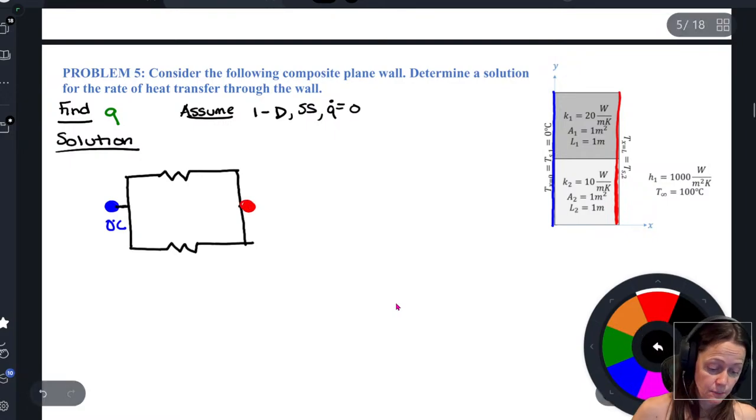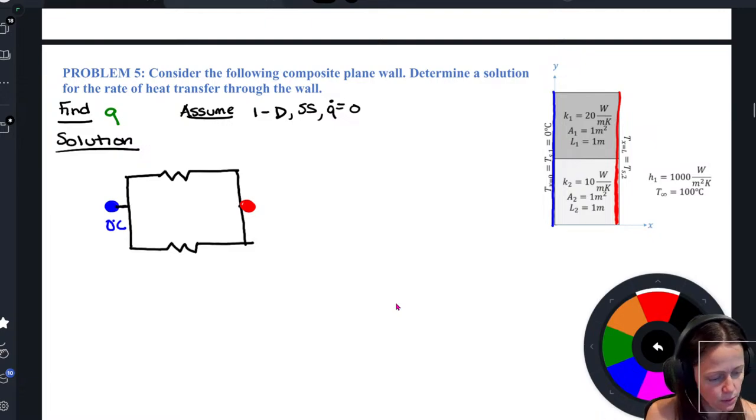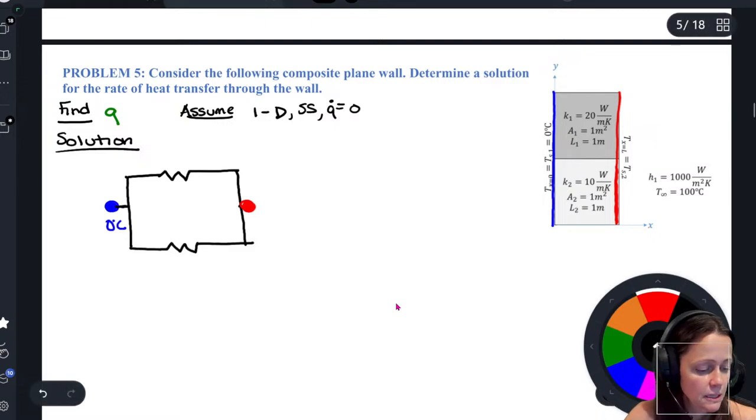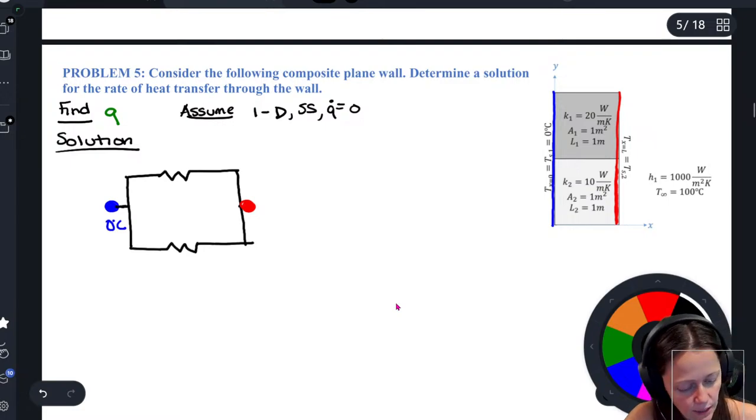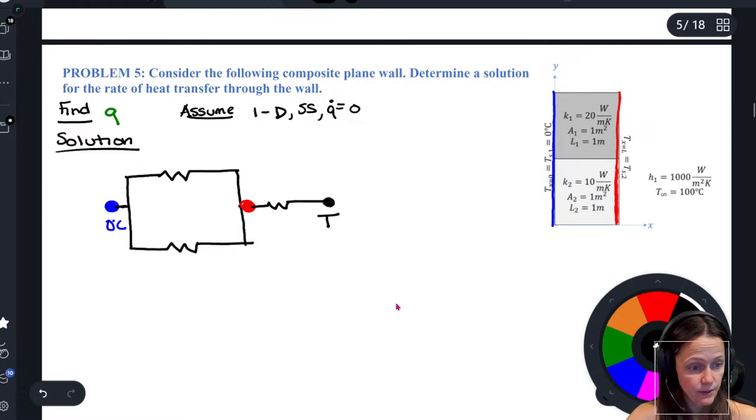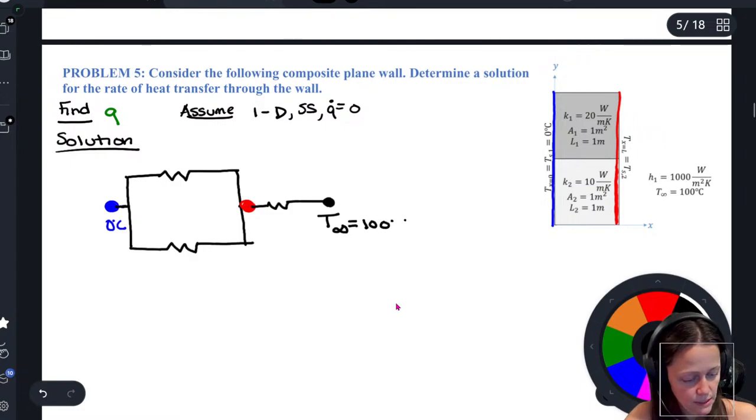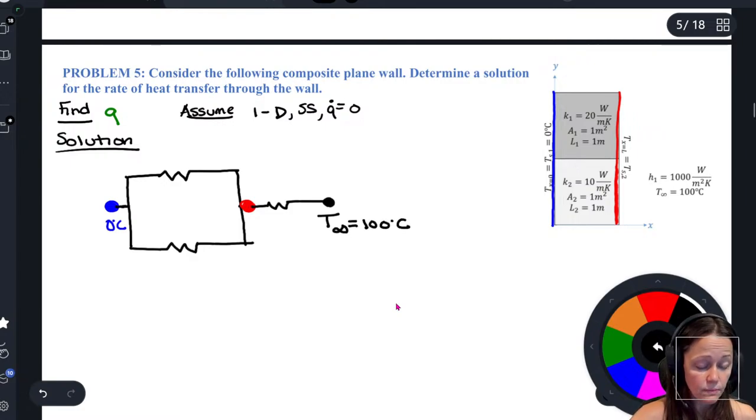I don't know what that temperature is. I don't think I need it, so it doesn't really matter, but it's going to be the temperature at x equals L. And then I'm going to have a thermal resistance to convection. And so this guy out here is going to be my T infinity, which is 100 degrees Celsius. Perfect.